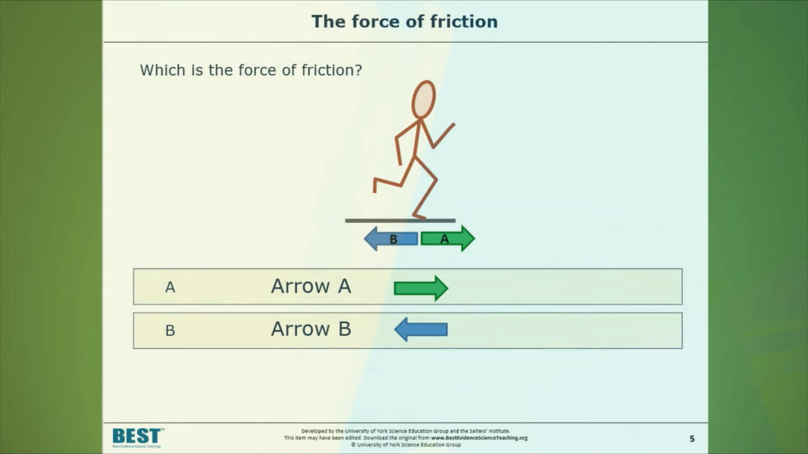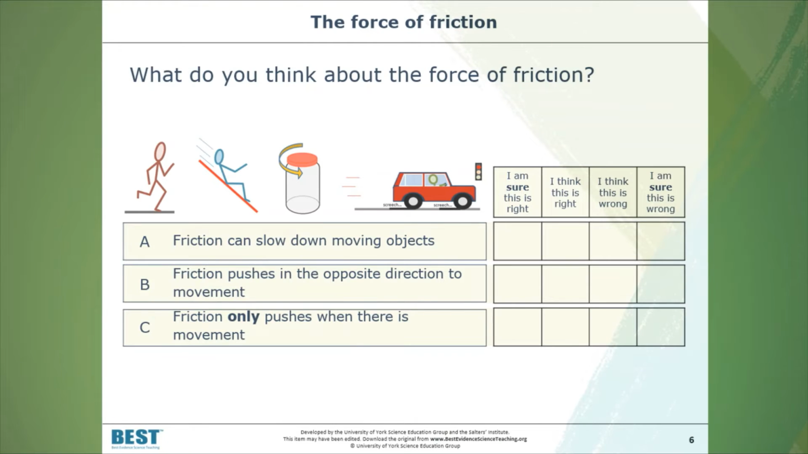Which is the force of friction in this picture when a man is running going to the right? Is it arrow A or arrow B? Correct answer is arrow B. Good job! Now, what do you think about the force of friction?